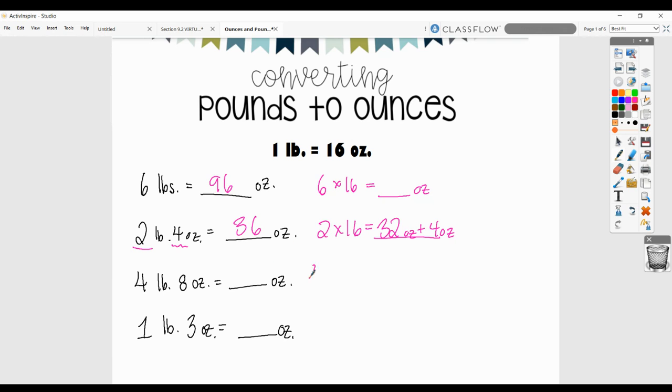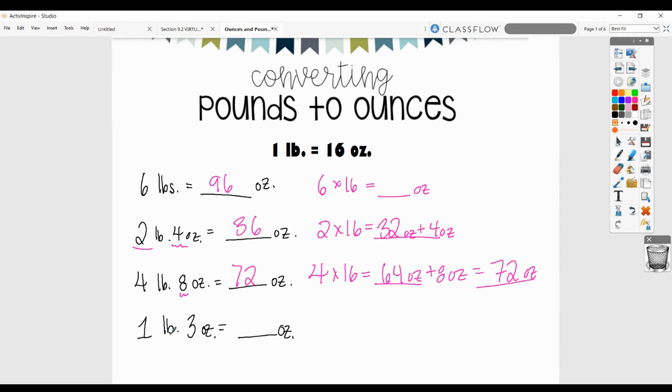So for this next one, 4 pounds times 16 will give us how many ounces that is. Let's multiply 16 times 4, which is 64 ounces. It has a few little extra ounces. 8 extra ounces are being added on there. So let's add those on, and we get 72 ounces total.